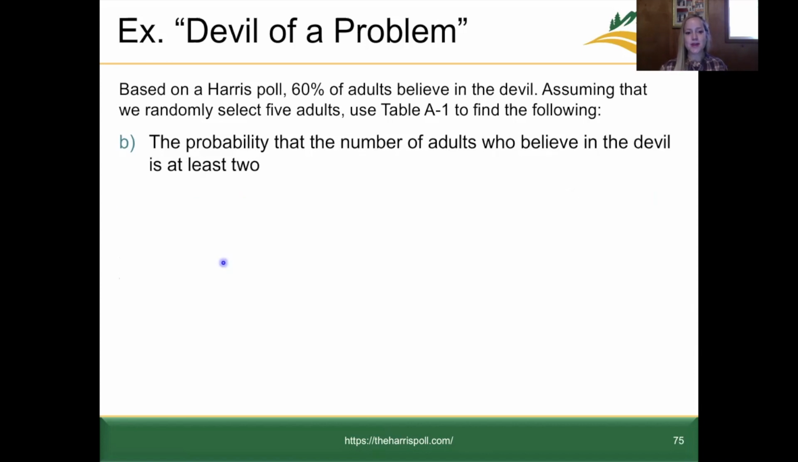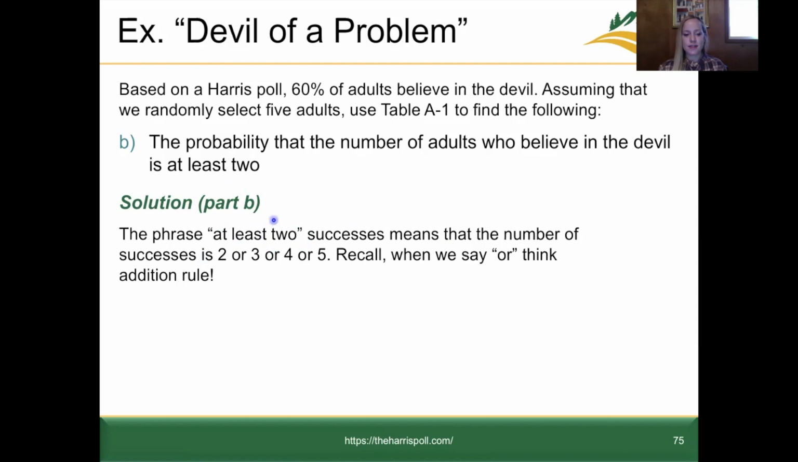Let's continue on to part B now. So the probability of the number of adults who believe in the devil is at least 2. That really means we're interested in the probability of 2 adults believing in the devil, or 3 adults, or 4, or 5. We want to know the probability of all of these together. Here's essentially what I just mentioned. So the phrase at least 2 successes means that the number of successes is 2, or 3, or 4, or 5.